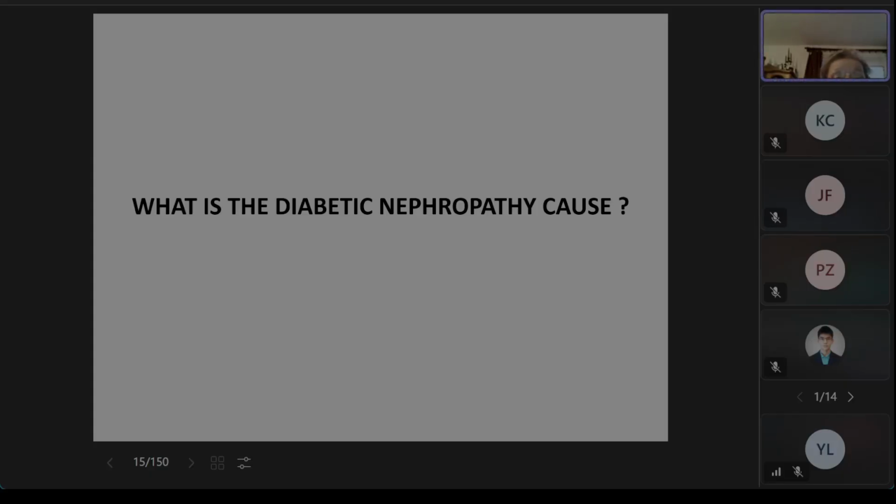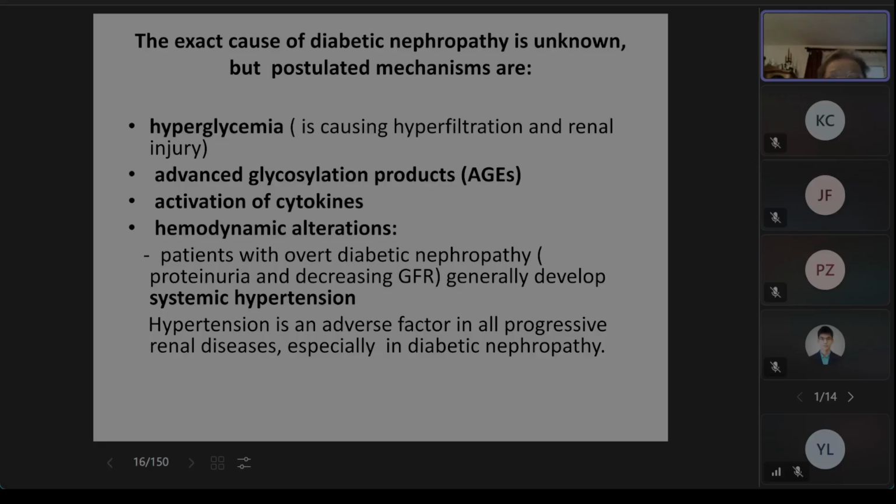As regards the cause of diabetic nephropathy, up to now we don't know the exact cause, but it is postulated that the mechanisms of diabetic injury of the kidneys can be as follows. First of all, hyperglycemia. It is claimed that it causes, first of all, hyperfiltration in the glomeruli, and in this way can lead to renal injury.